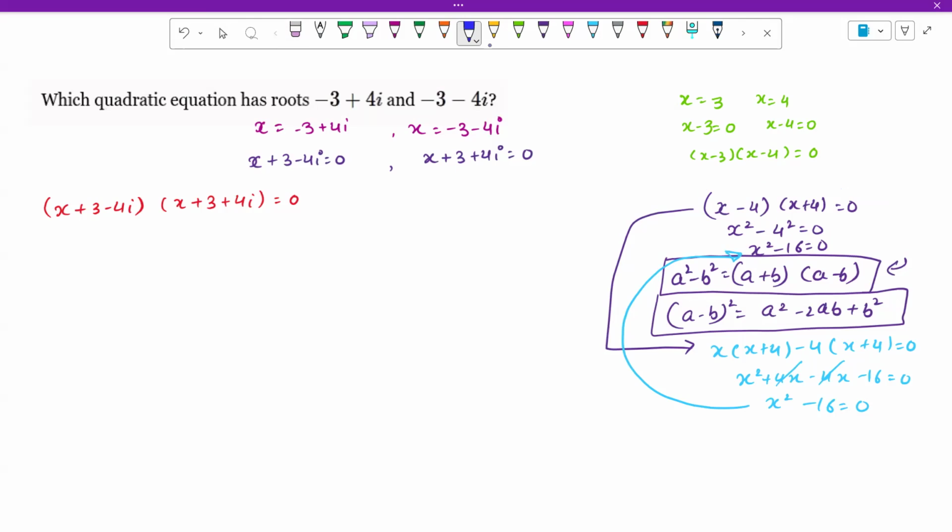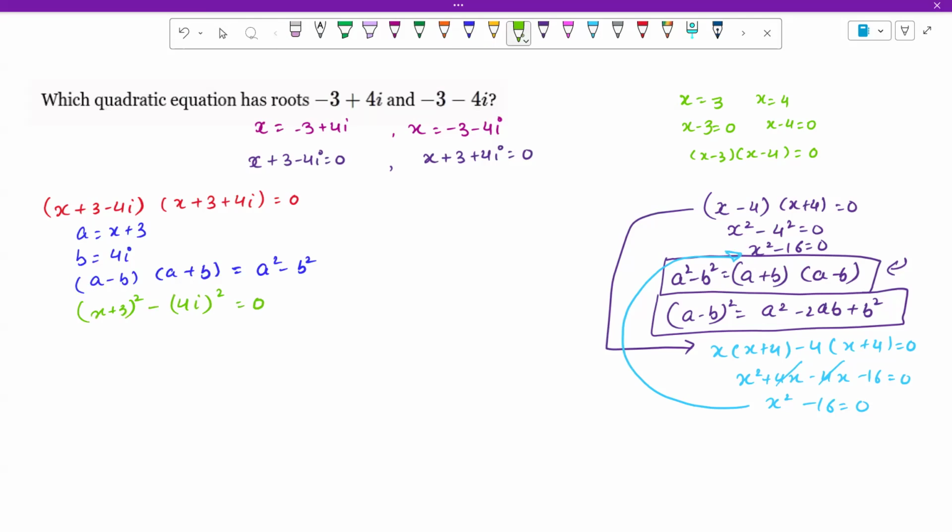We can consider two terms as A also, or B also. So what is A? A is x plus 3, correct. So A is x plus 3 and B is 4i. And we will use the formula that A minus B times A plus B is equal to A square minus B square. That means x plus 3 whole square minus 4 iota whole square is equal to 0. Now nothing, we'll just solve it.